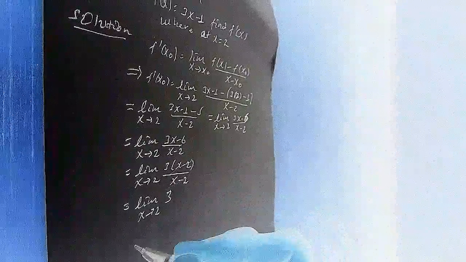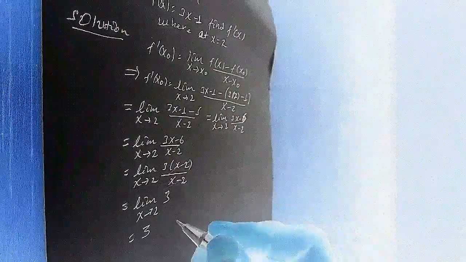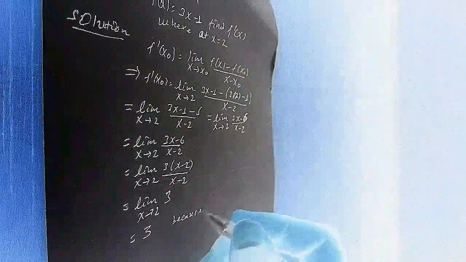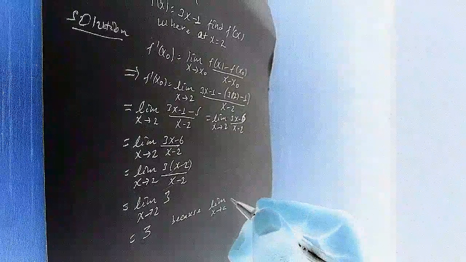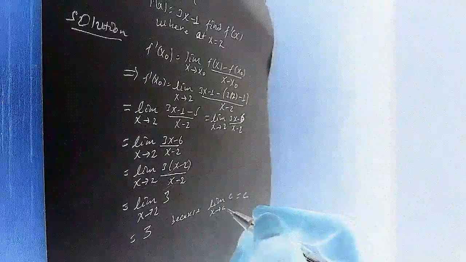In this sense, the limit of a constant number is equal to that constant number. Therefore, the limit of a constant number as x goes to any number c is equal to the constant, which here is 3.